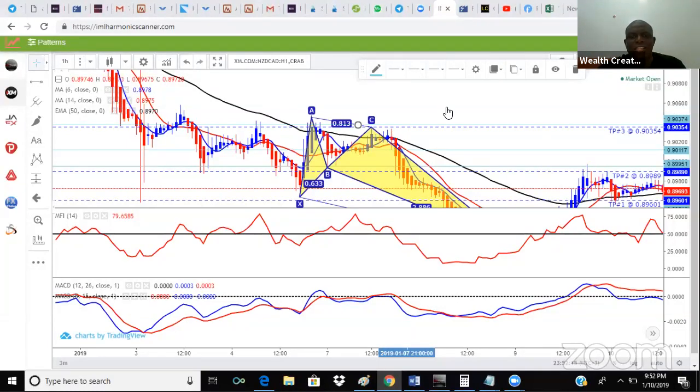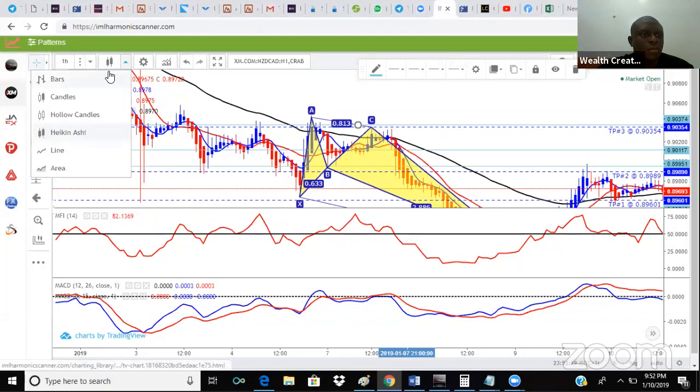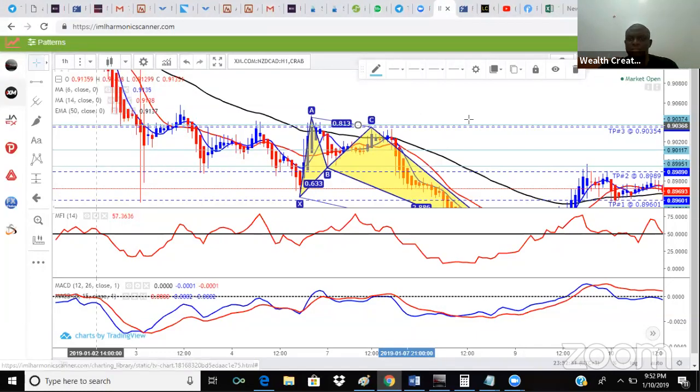Can I add RSI to it? You are the owner of your chart now. Add your own. You don't need to install. Just go to the settings. Change from normal candle to Heikin Ashi.